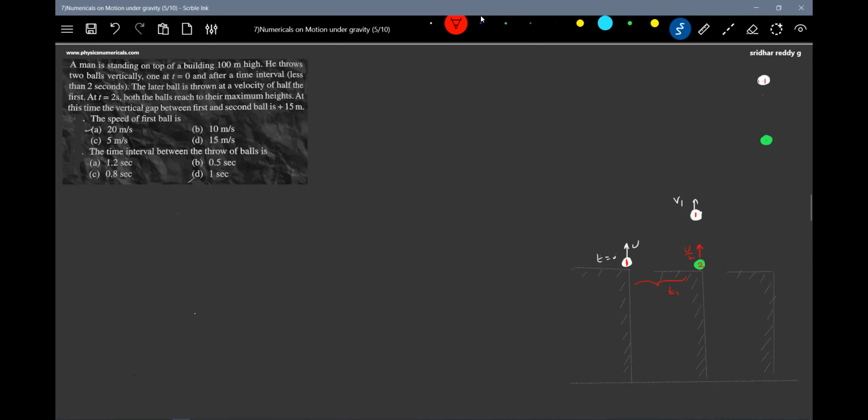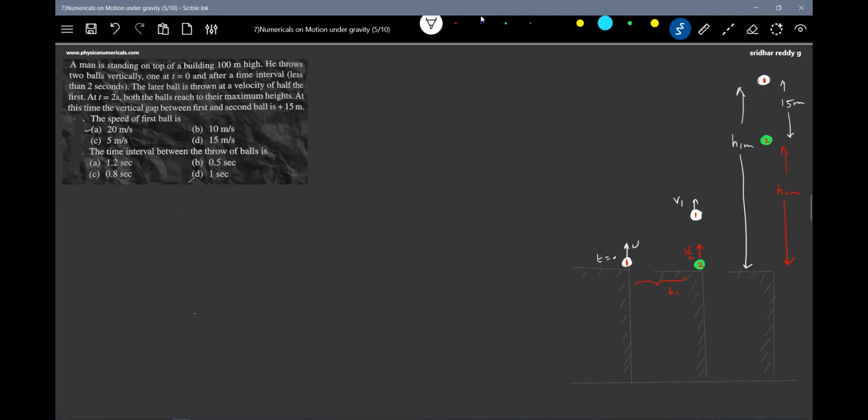You can see this. So what shall I call this? This is the maximum height of the second ball. This is the maximum height of the first ball. This difference is what? 15 meters. See, if you draw a diagram, it's very easy to see what's going on. So all the information I have put in the diagram here. Let's come to this one.